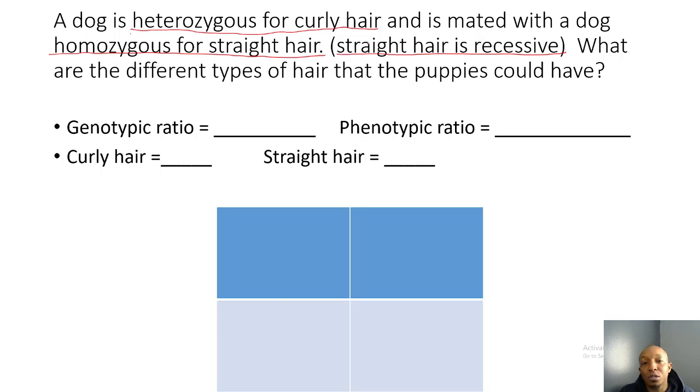So now, as a rule of thumb, what I do is I always circle the first letter of the dominant trait. How do I know? So we're looking at curly hair and straight hair. How do I know curly hair is dominant? Well, it says right here that straight hair is recessive. So I'm going to circle that first letter, and that's the letter that I'm going to use for this problem.